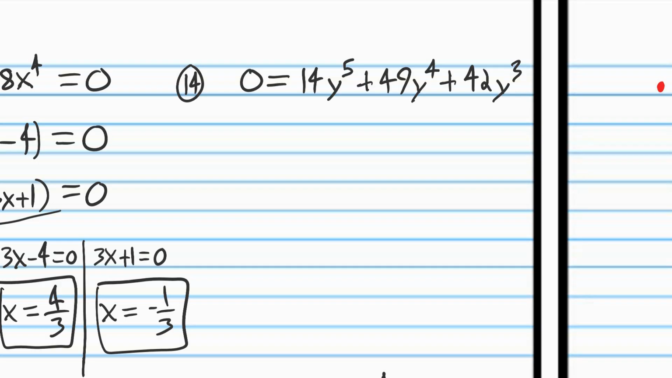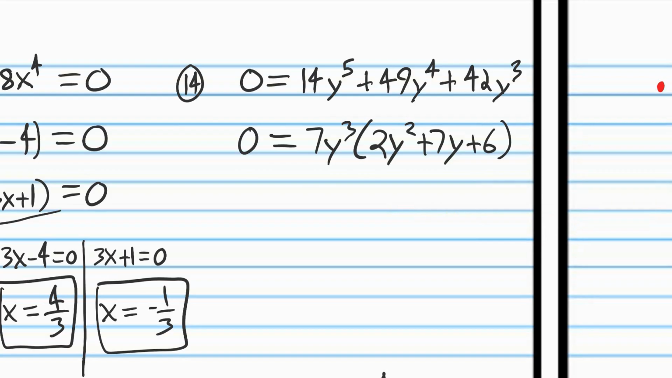All right, we're back. Factor out 7y cubed, and you get 2y squared plus 7y plus 6. So this is a quadratic expression, so we have to factor that quadratic. I need to check to see if I factored out that common monomial correctly, though. Looks like I did. So rewrite your monomial.